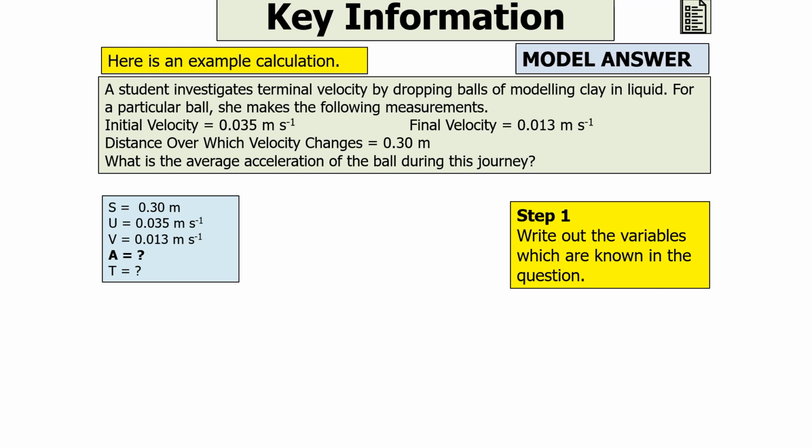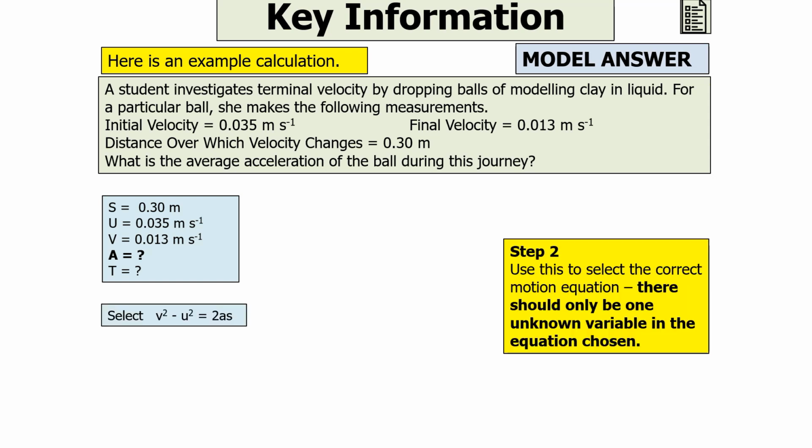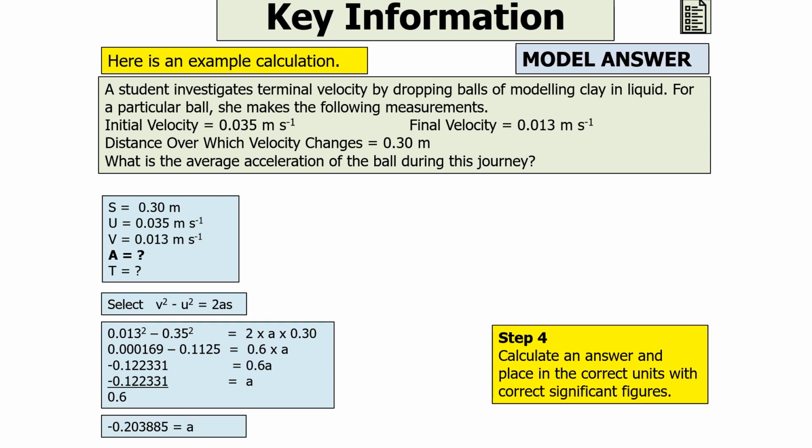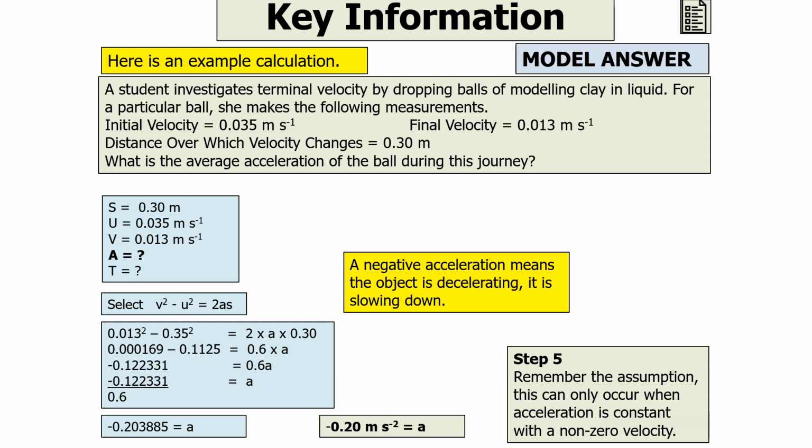So the first step is to write out the variables which are known in the question. The second step is then to select the correct motion equation, and there should only be one unknown variable in the equation chosen. So we're choosing v squared minus u squared equals 2as. We can then, for the third step, place the numbers into the equation. Remember to ensure the units are in the correct form. We then simplify and rearrange the equation as needed, as shown below. We can then calculate an answer and place the answer with the correct units and the correct number of significant figures. So this answer works out to be minus 0.20 meters per second squared. Now remember, a negative acceleration means that our object is decelerating or slowing down.